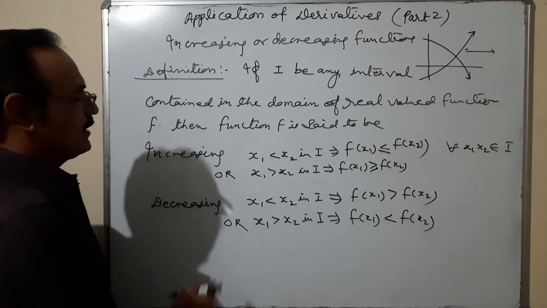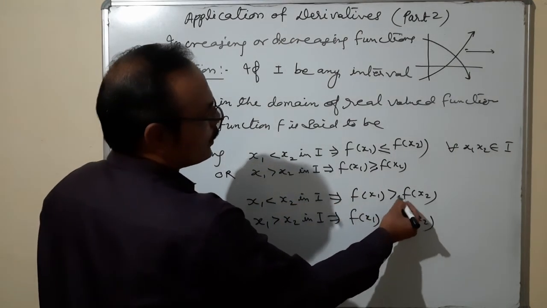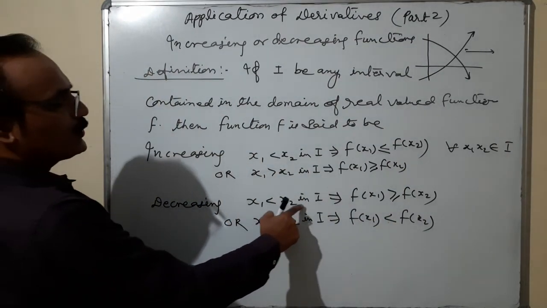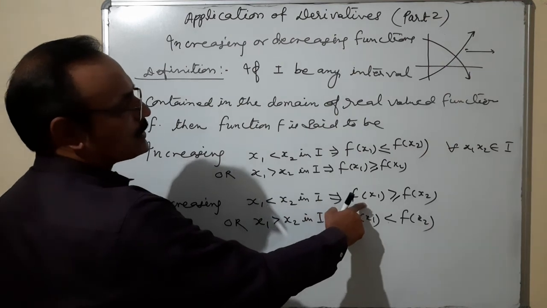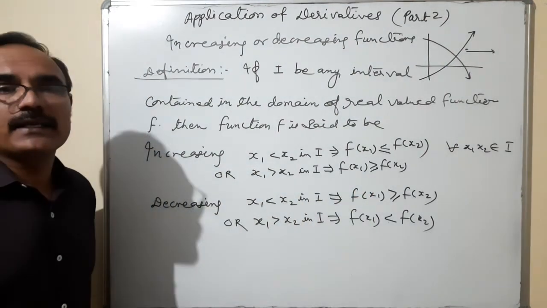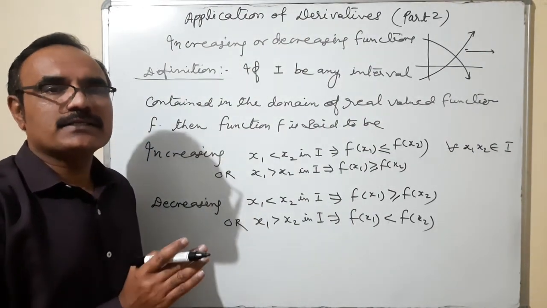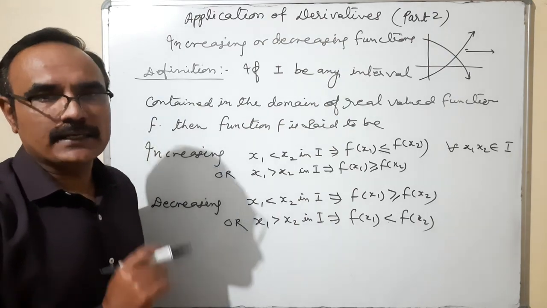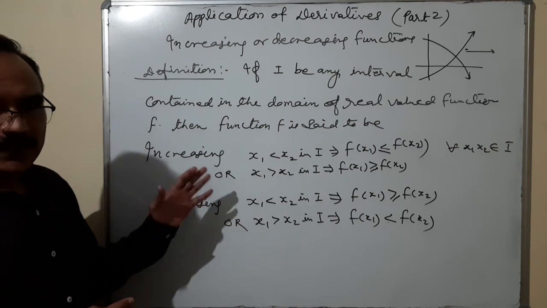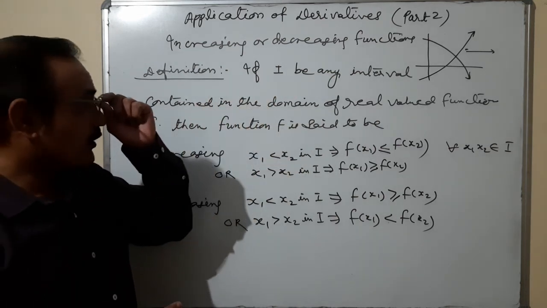The same situation is here. Same for the decreasing. x1 less than x2 in I, if f of x1 is greater or equal to f of x2, it is decreasing. But if x1 less than x2 in I and f of x1 is strictly greater than f of x2, that means it is strictly decreasing. So this is the difference between increasing, strictly increasing, decreasing, strictly decreasing. It's okay. So that is the definition of increasing and decreasing function. This concept is clear. Definition is absolutely okay.